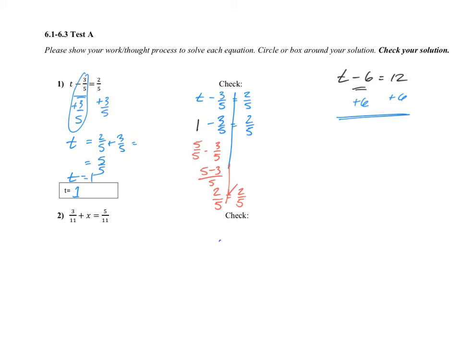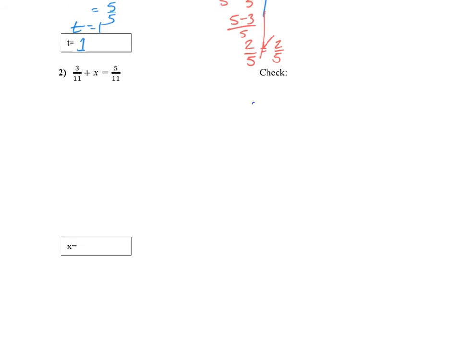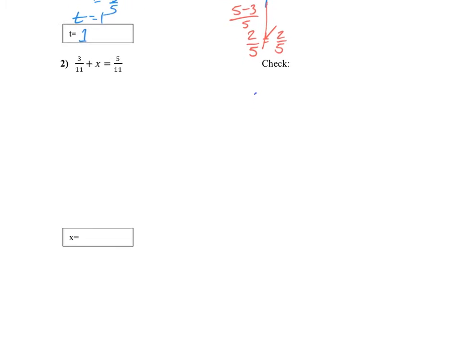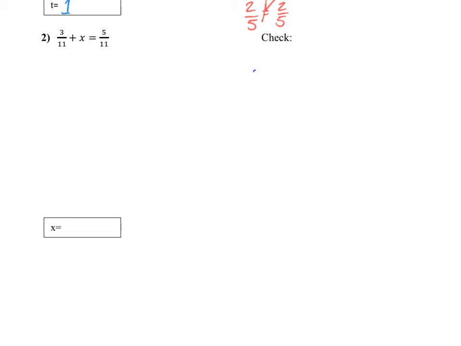So as we look at number 2, again, what I'm going to do is the same thing I did before. If I have 5 plus x equals 12, then I'd want to get rid of the 5, so I'd subtract 5 from both sides. And then I get x equals 7.